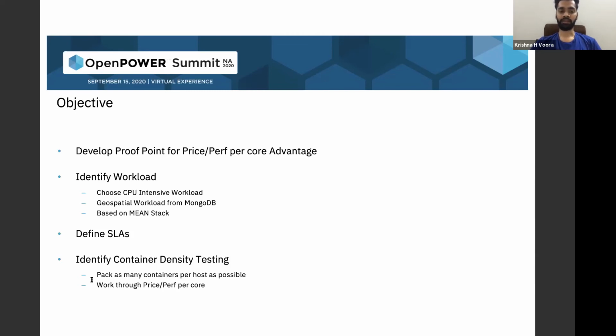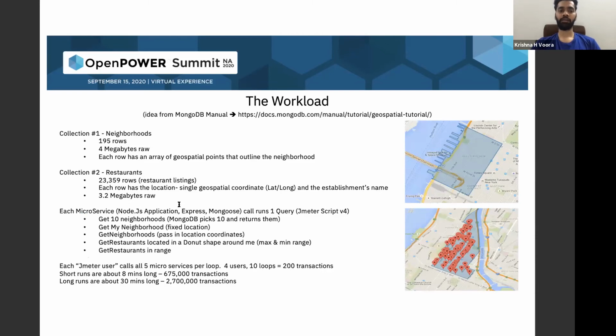Based on these particular SLAs and the metric systems that we have derived, we worked our way through the price and the performance ratio at a per core basis. This is really a busy chart. However, I'll try to keep it as minimalistic as possible.